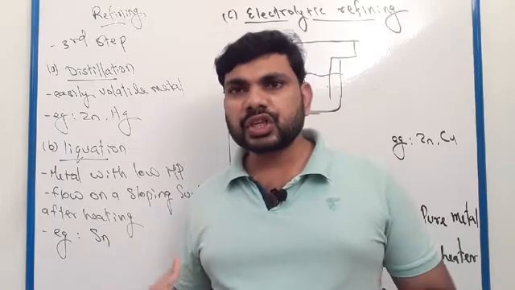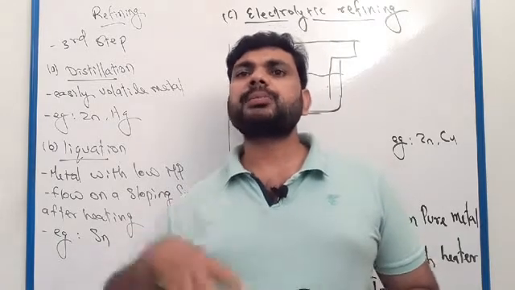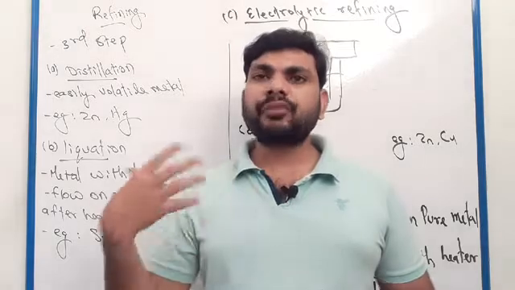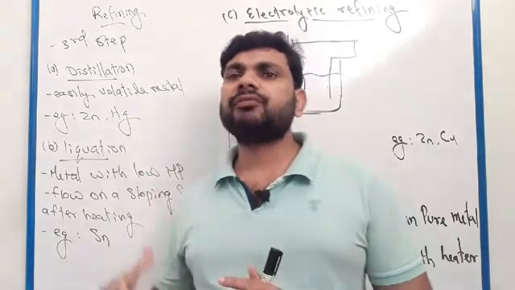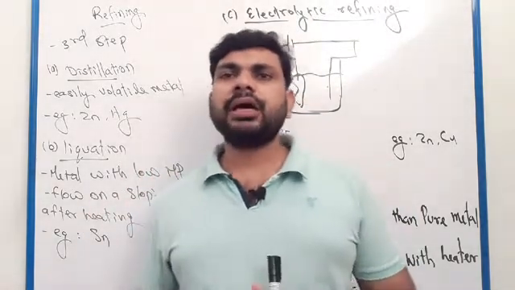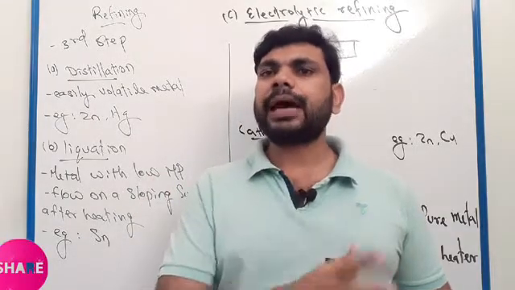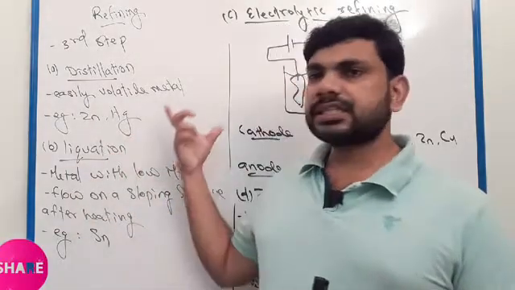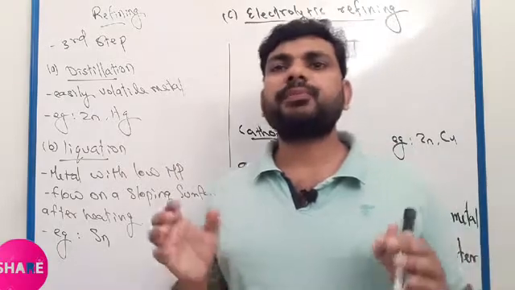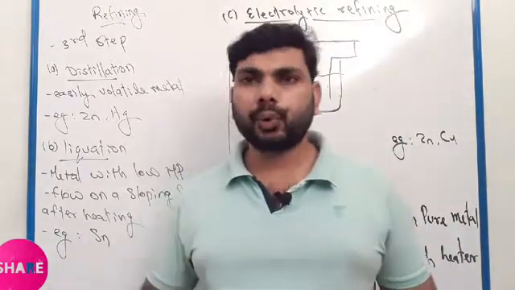So after strong heating, metal will change to metal vapor. This metal vapor, after condensation, gives us pure metal, and impurities stay back there. This method is called distillation. Examples for such type of metal: zinc and mercury.